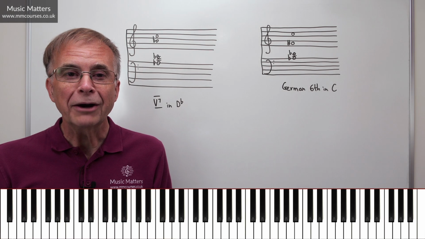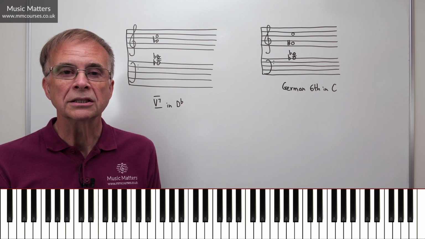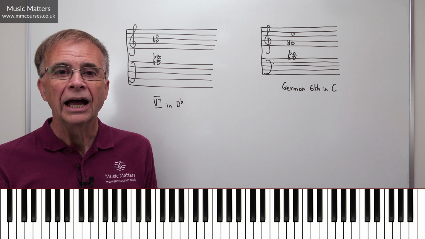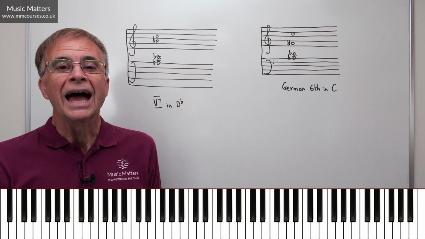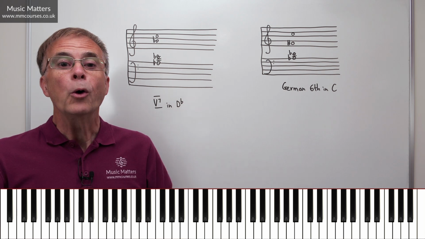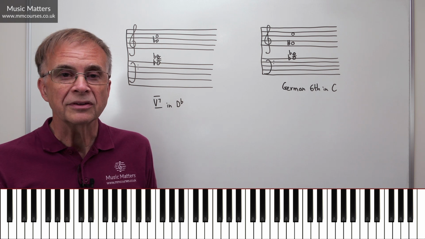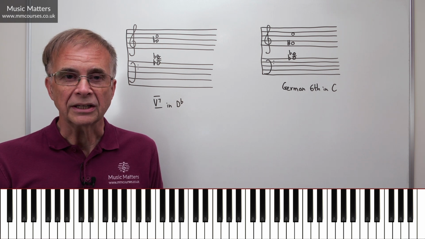Hi, I'm Gareth Green, and in this video I'm going to try and answer a question that I know causes some people a lot of confusion. And it's this. It sounds like a joke, but it isn't a joke. What's the difference between a dominant seventh and a German sixth?